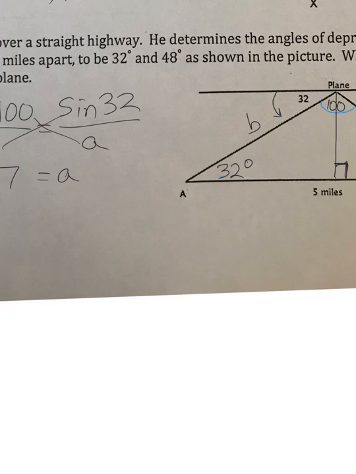I can solve for, we'll call it y since it's vertical. So I can look at this and I can say I have 48 degrees, I have the opposite leg, and now I have the hypotenuse of that triangle. So I can use what to solve this? Sine. So the sine of 48 degrees is equal to the opposite leg over the hypotenuse.